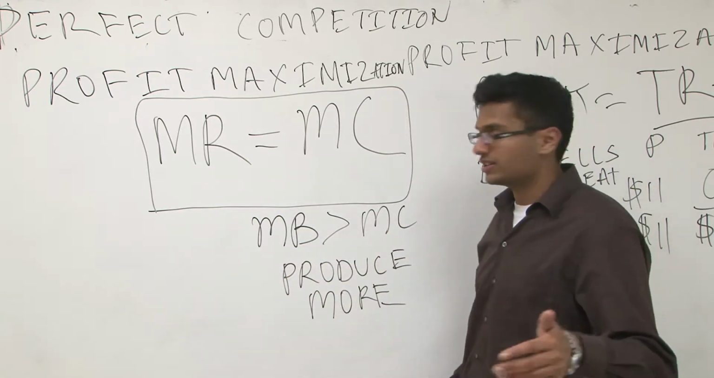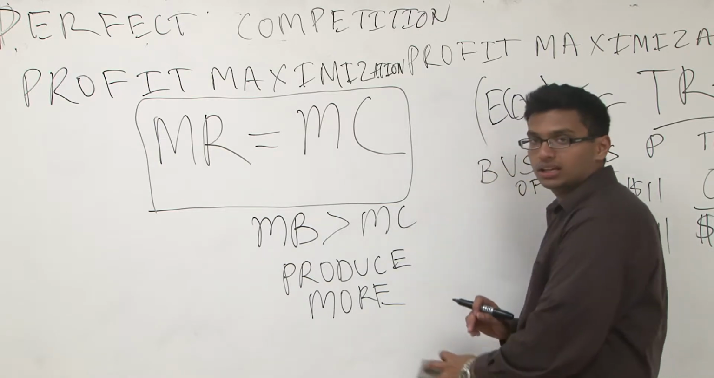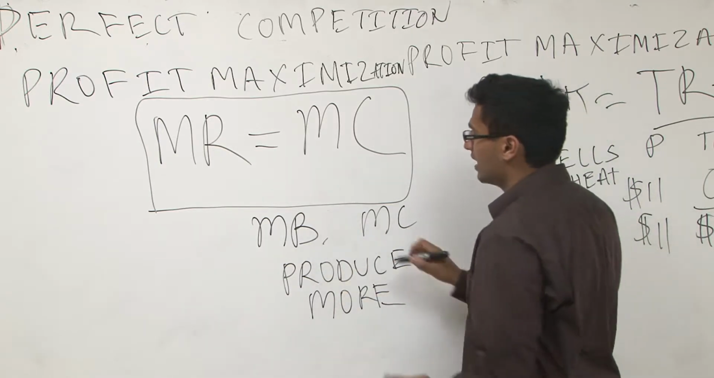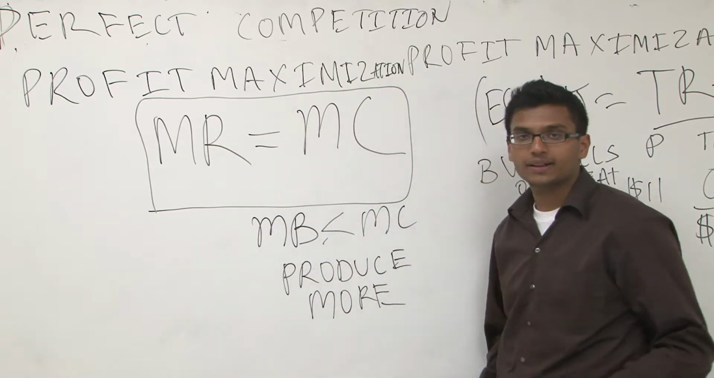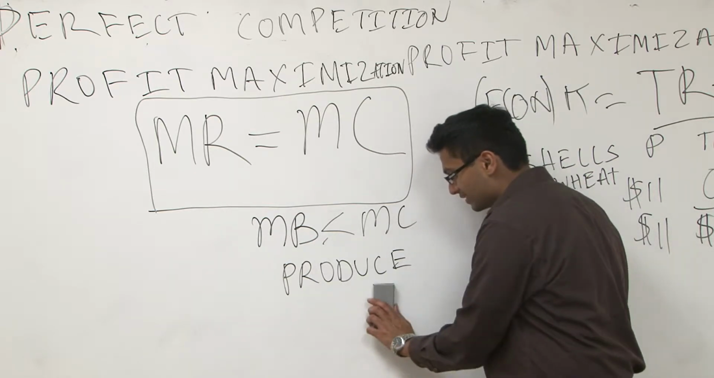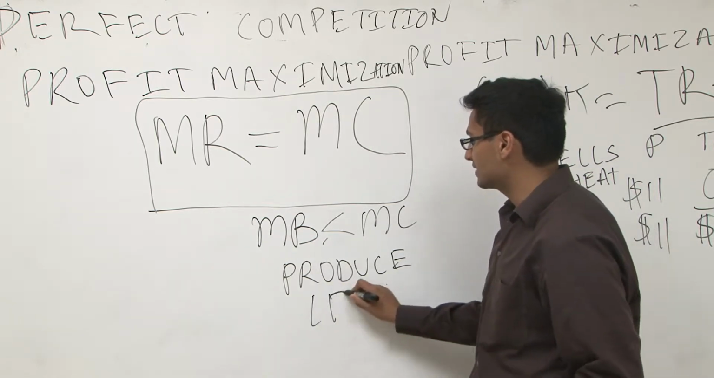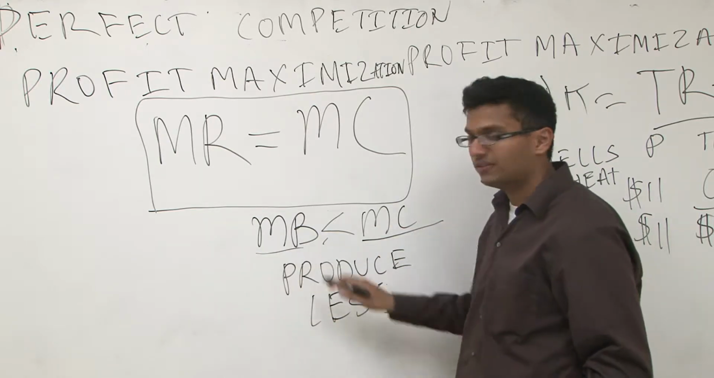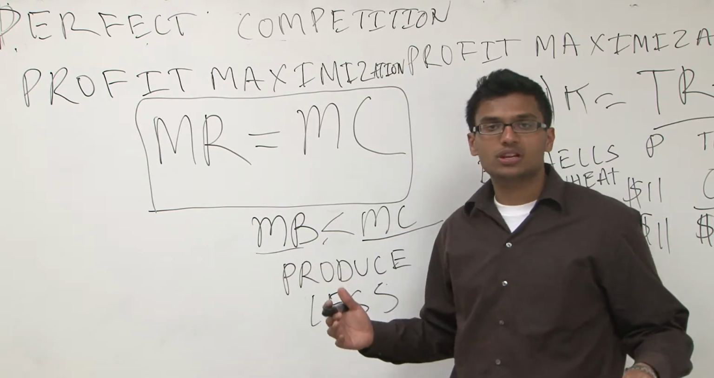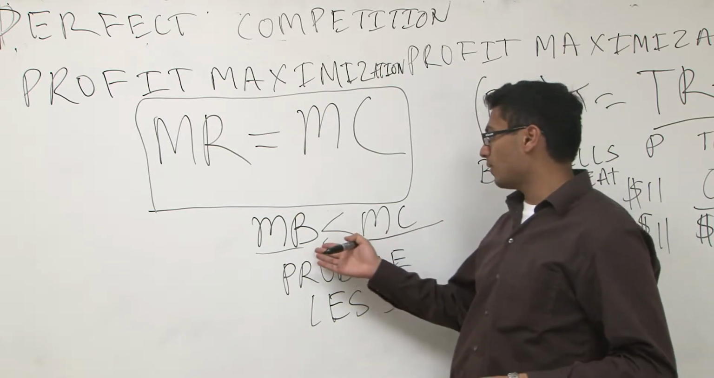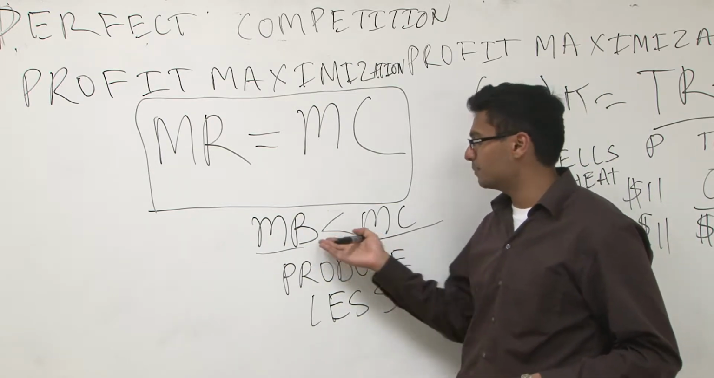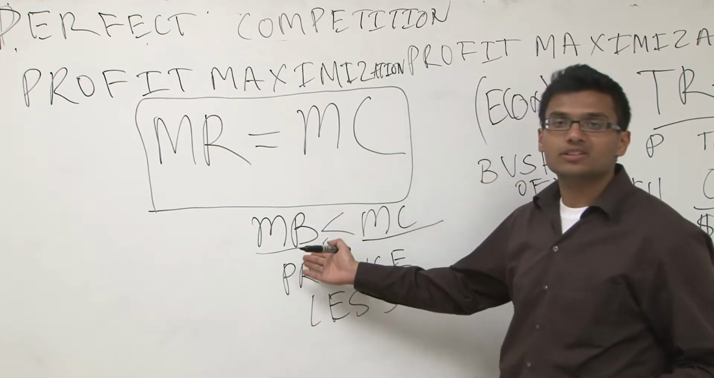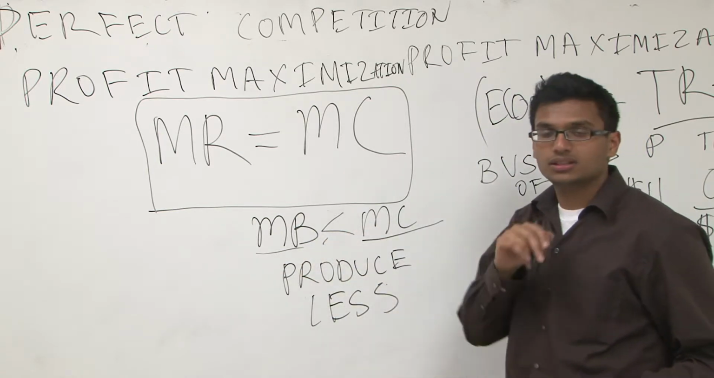All right, so what happens when marginal benefit is less than marginal cost? So you're not getting as much benefit, but your costs are high. Well, just produce less, okay? Produce less. Why? Because your costs are higher than your benefit. Why are you producing as much? Cut down so your costs are not greater than benefit. So if your marginal benefit is less than marginal cost, you produce less.